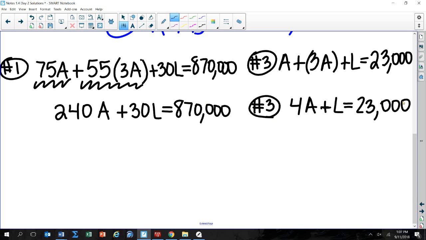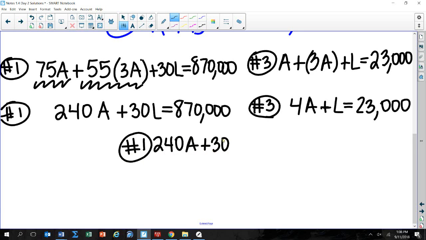See how now we have two variable equations, right? Both equations have A and L. Pick a variable. Let's eliminate one of those variables. Let's pick maybe L. I'm going to multiply this second equation by negative 30, so that the L's will be eliminated. So equation 1, I'm going to keep the exact same. 240A plus 30L equals 870,000. And then I'm going to multiply equation 3 by negative 30.